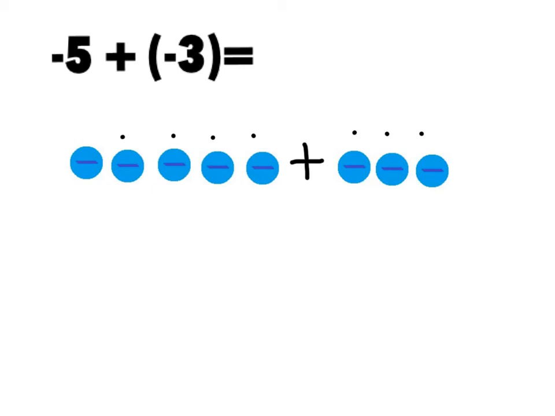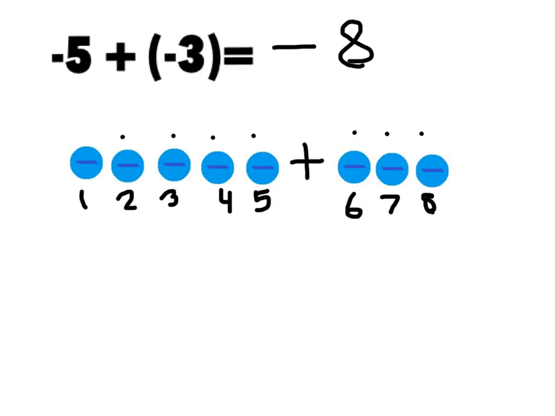In this case, I can literally just count up the number of negative counters I have. So I have 1, 2, 3, 4, 5, 6, 7, 8. Since there are no red positive counters to block any of these out or cancel them out, then I literally do have negative 8 as my final answer.